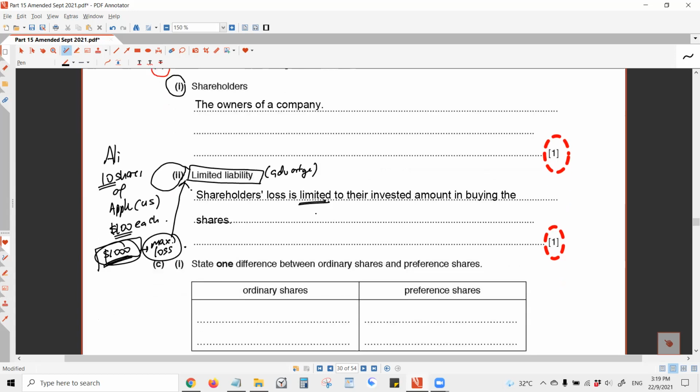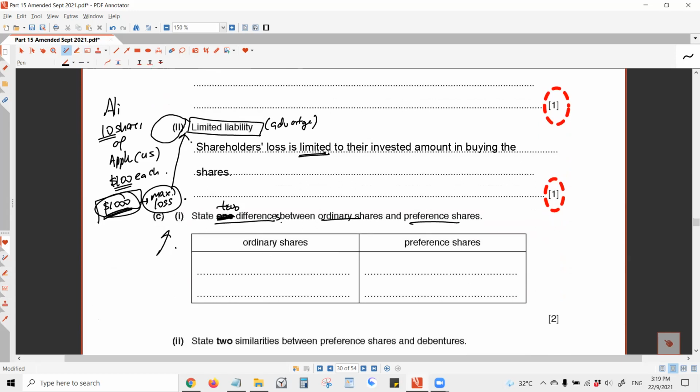Now let's answer the C1 quickly. One difference between ordinary share and preference share. I make it a two-difference question. Assume that this is a question asking you for two differences. So I write two answers for you. You follow, again applying the table that you saw earlier in the notes.